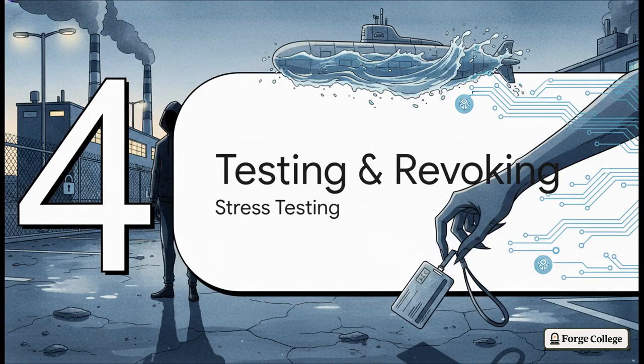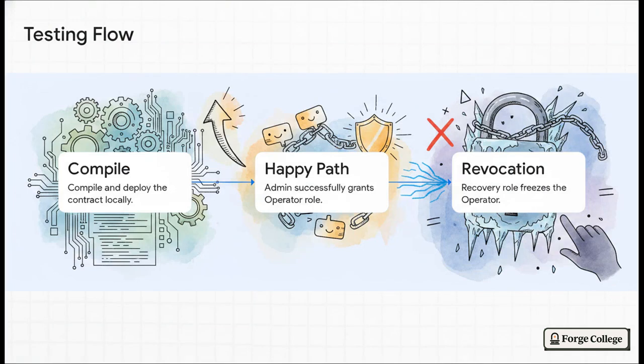Let's dive in to Section 4, Testing and Revoking Access, Stress Testing the System. Look, building a security system without stress testing it is kind of like building a submarine and just never putting it in the water. It doesn't make any sense. We need to imagine a worst-case scenario here. What if an operator accidentally drops their electronic keycard in the factory parking lot and a malicious actor scoops it up? Well, here's exactly how we prove our system can handle that.